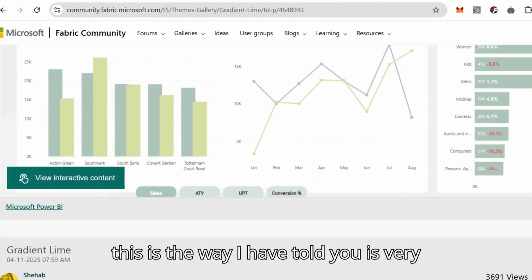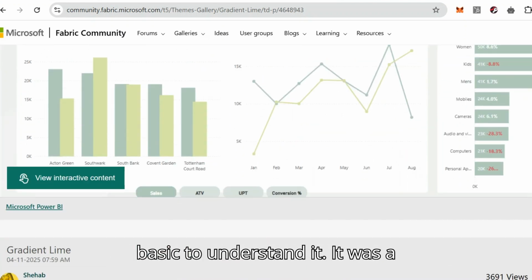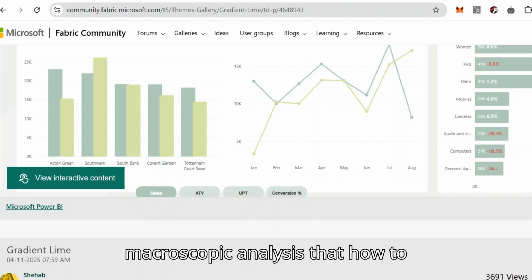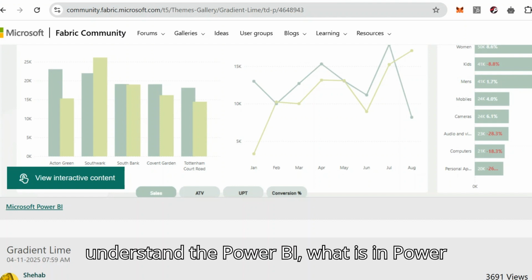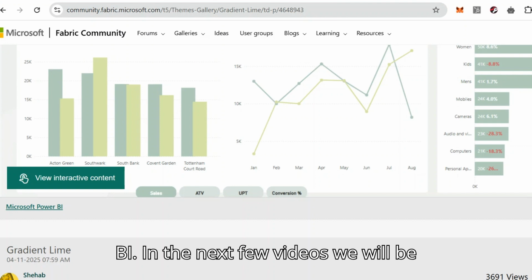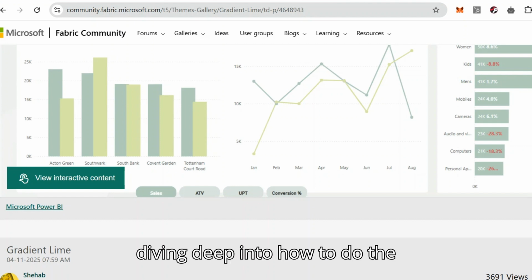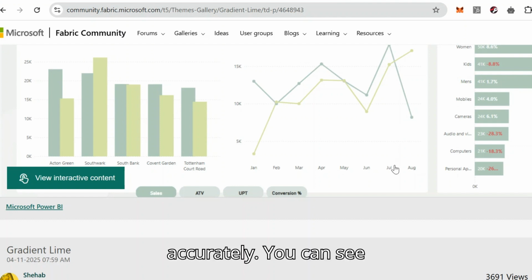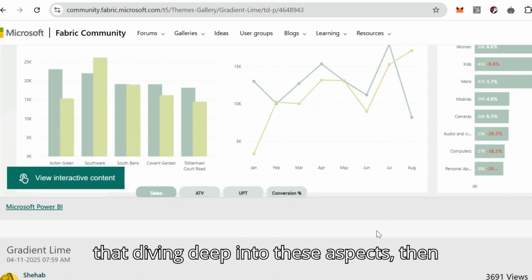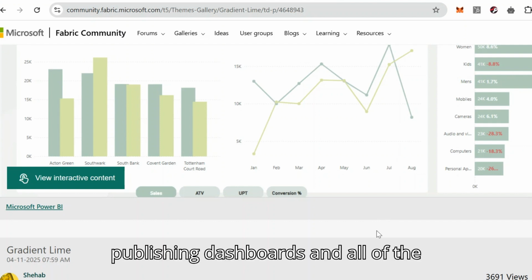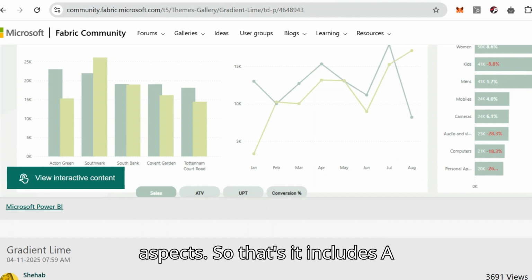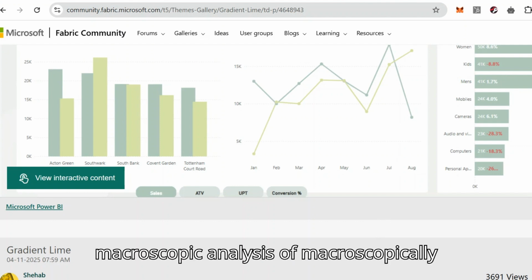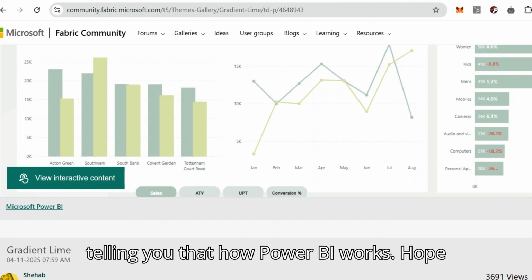So this is very basic to understand. It was a macroscopic analysis of how to understand Power BI, what is in Power BI. In the next few videos we will be diving deep into how to do the transformation exactly, what steps are included, and how to use each step accurately, and then publishing dashboards and all of those aspects. So this is a macroscopic overview telling you how Power BI works.